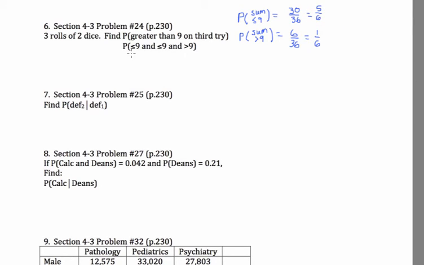So now let's attack our problem. We want the probability that the first roll is going to be less than or equal to 9. That's a 5/6 chance. And then less than or equal to 9 again, another 5/6 chance. And then greater than 9, a 1/6 chance. Multiply those 3 fractions and you get 25 over 216, or 0.116.